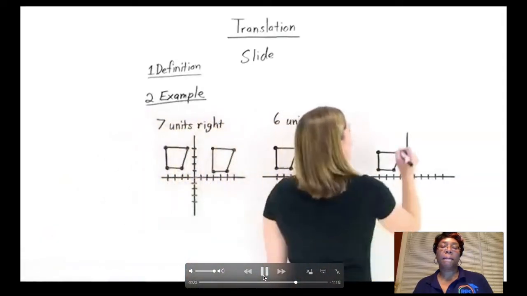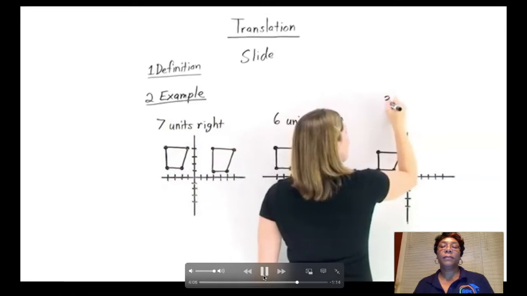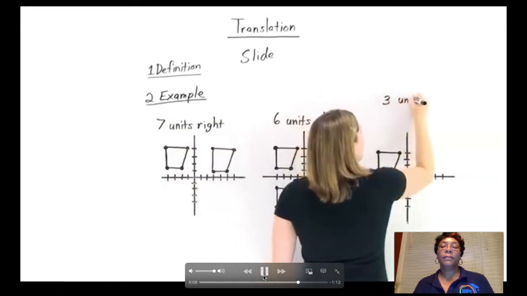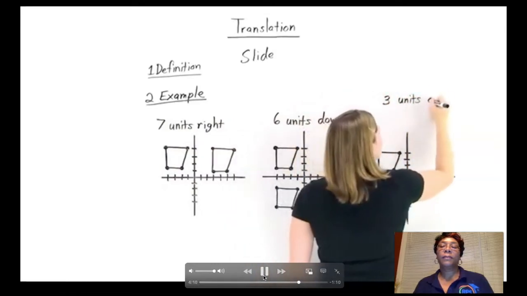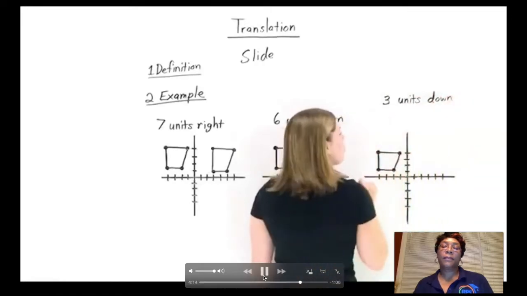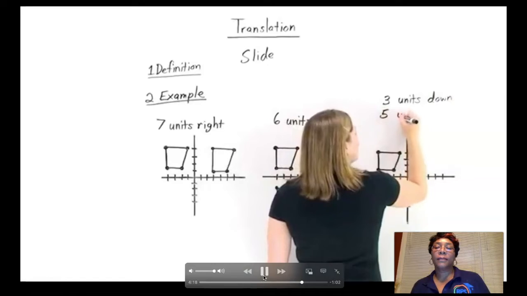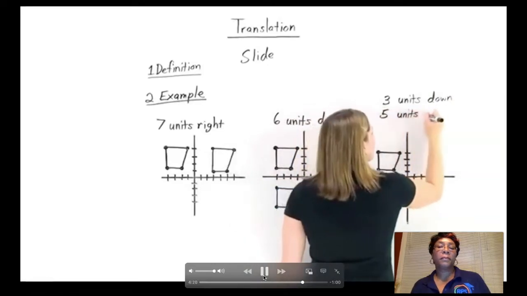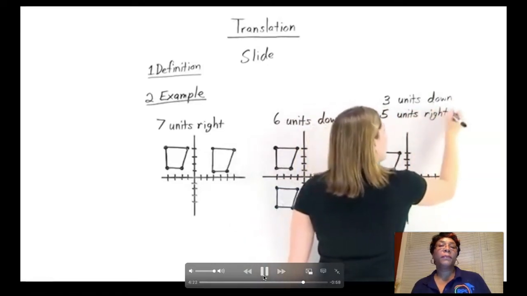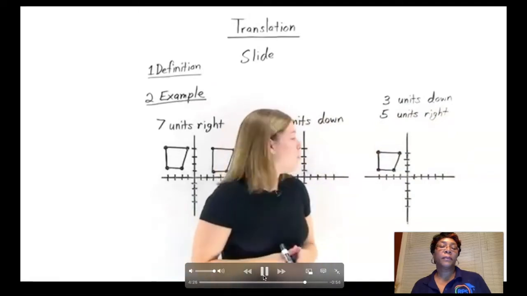Let's perform a vertical shift or a vertical translation on this figure. First, we'll translate this figure 3 units down. Then, we'll perform a horizontal translation and translate or slide this figure 5 units to the right. Great. So, again, we need to pick individual points.